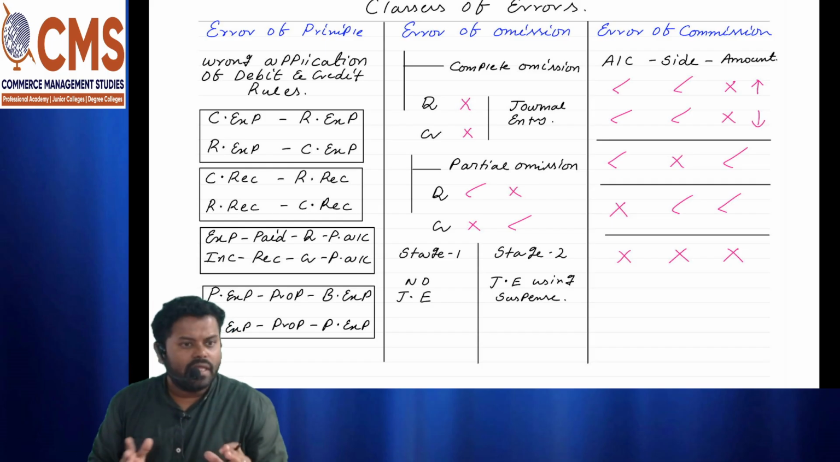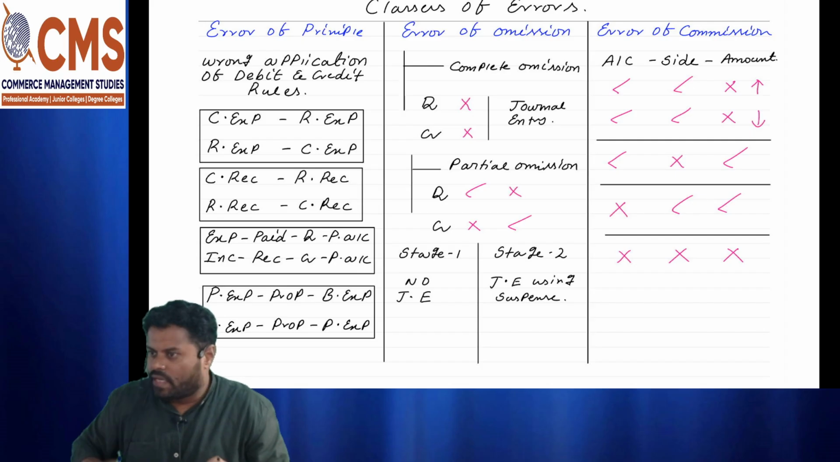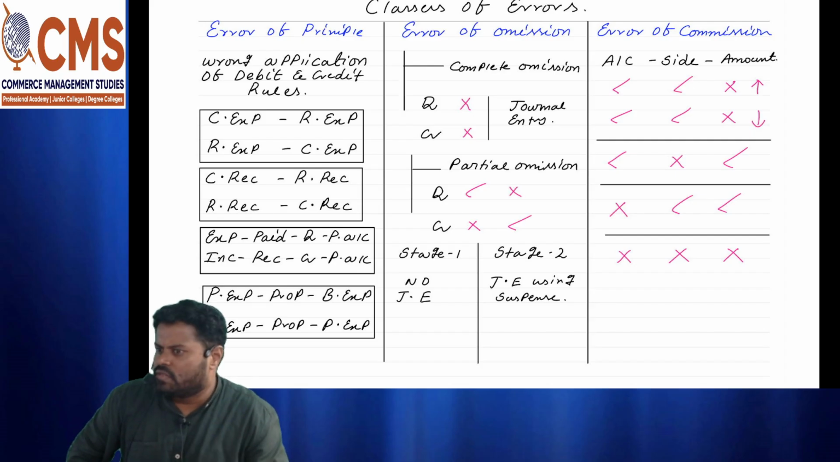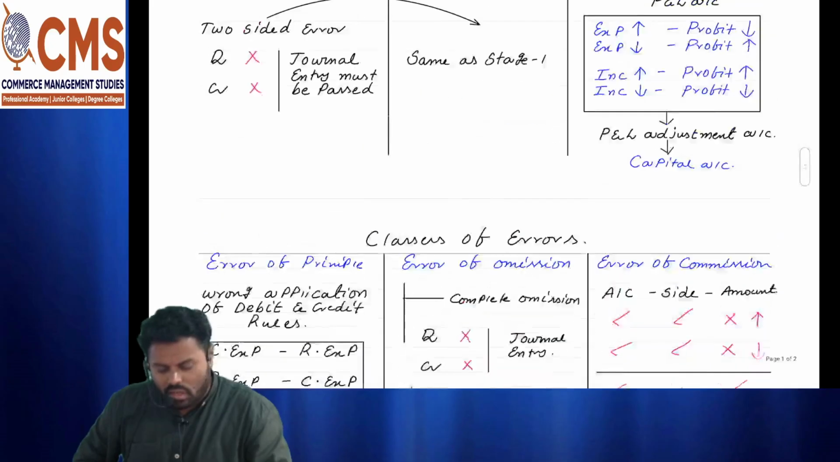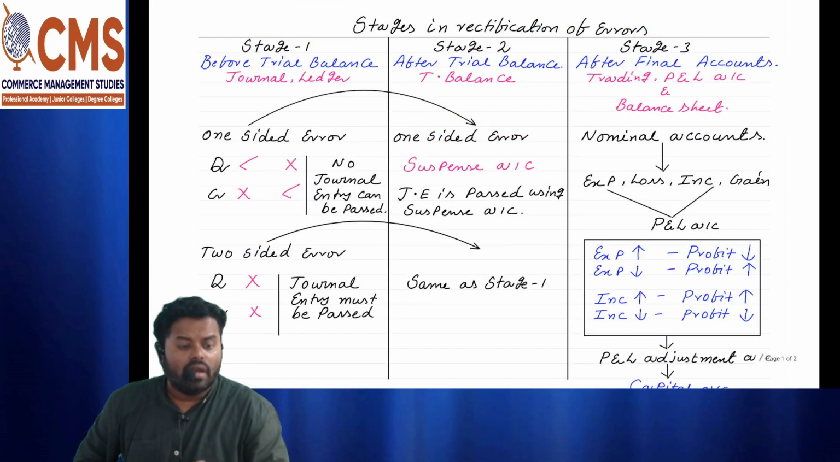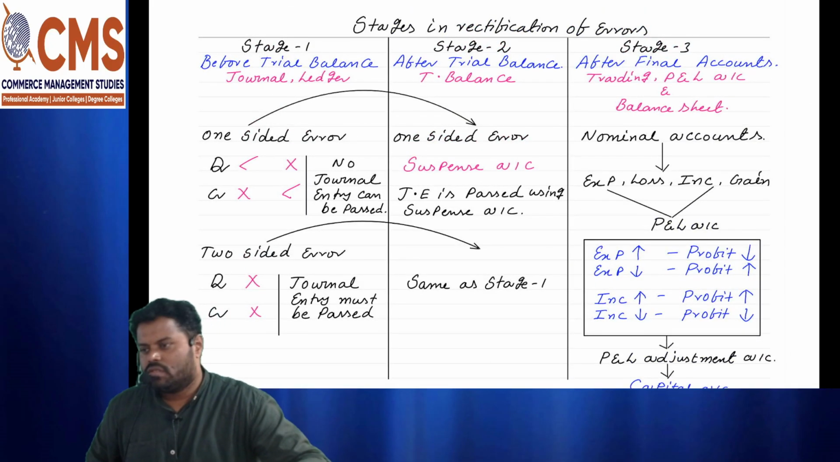And hybrids will be there. Any two are wrong, one is correct. That is also possible. You will get another three combinations there. Right. So this is what the scheme of your rectification of errors is. Okay. So welcome to the club.